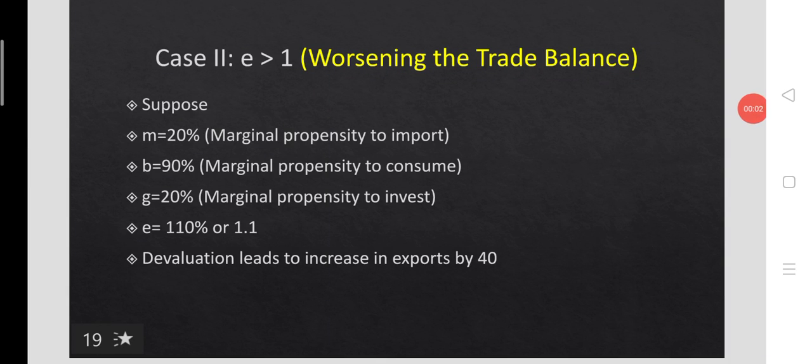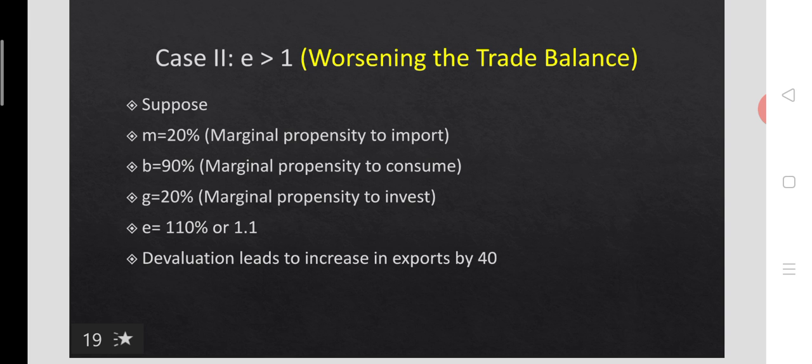The absorption approach discusses the effect of devaluation on the trade balance of the devaluing country. And unlike the elasticity approach, the absorption approach is a macroeconomic approach, and it considers that devaluation causes an increase in export. Consequently, the income will increase.